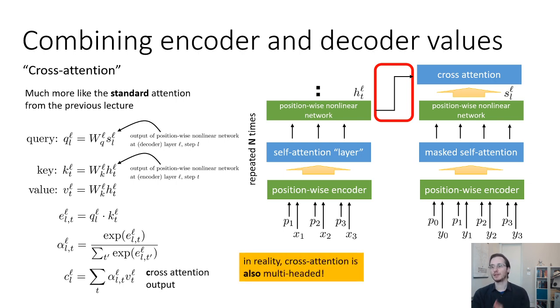Now in reality, cross-attention is also multi-headed. And actually, in the classic transformer model, it has the same number of heads as the self-attention. So we're going to have 8 heads for cross-attention.